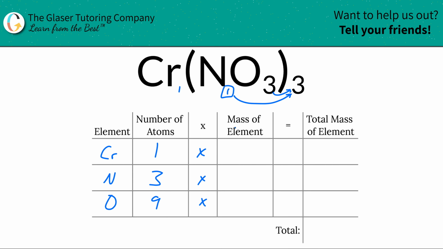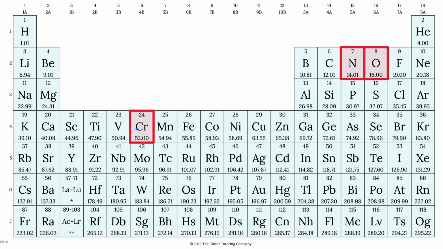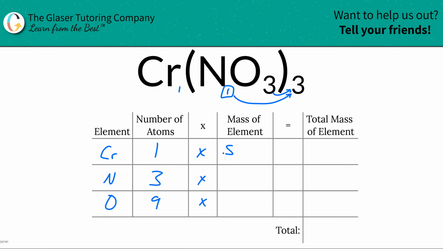Where do we find the mass? We find it on the periodic table. Let's take a look. Boom! There it is. Chromium 52, nitrogen 14 about, and oxygen is 16. So we're going to write in those masses, right? So chromium here is about 52. Nitrogen is about 14.01, and oxygen is going to be 16.